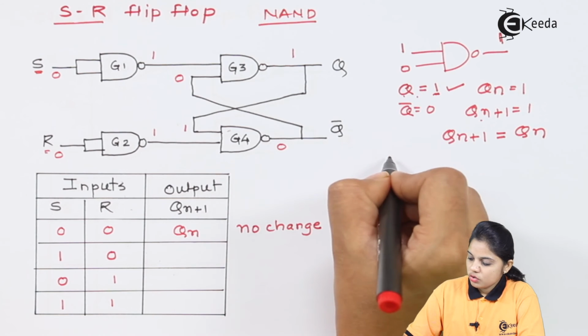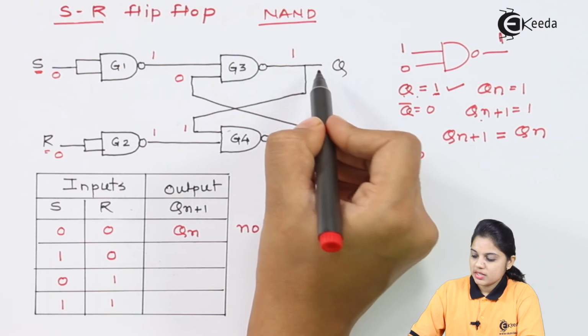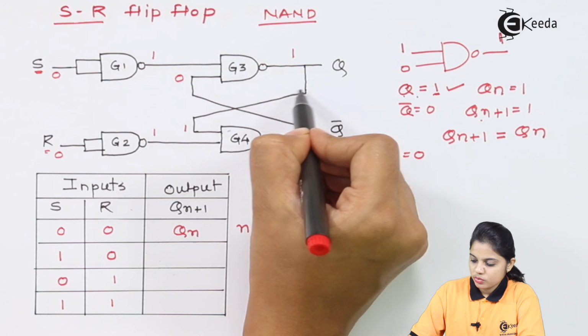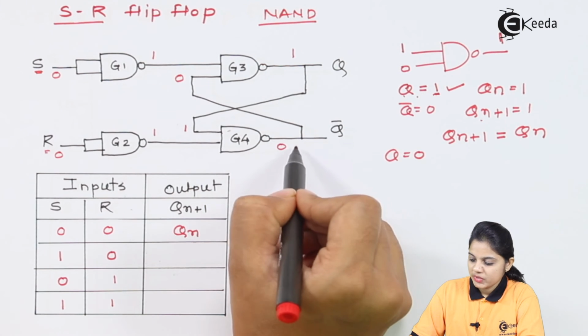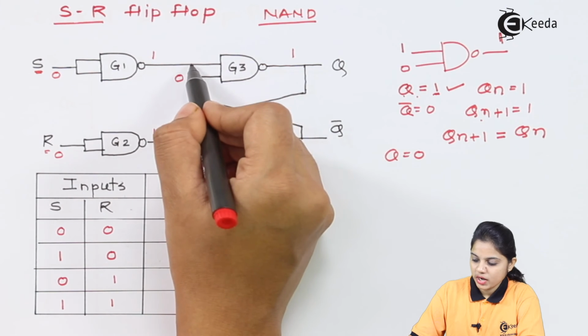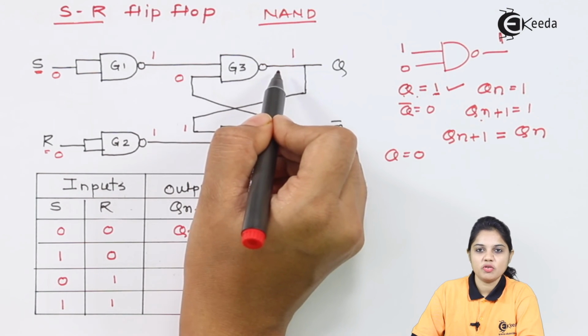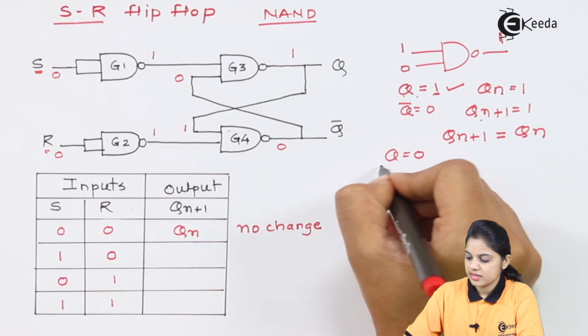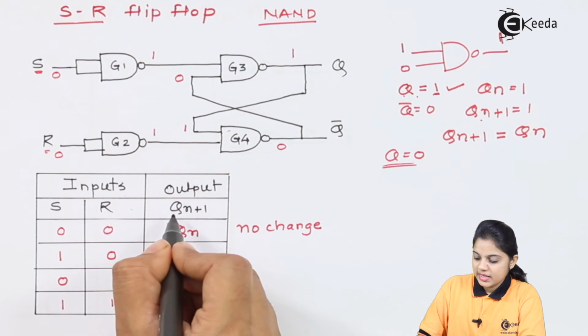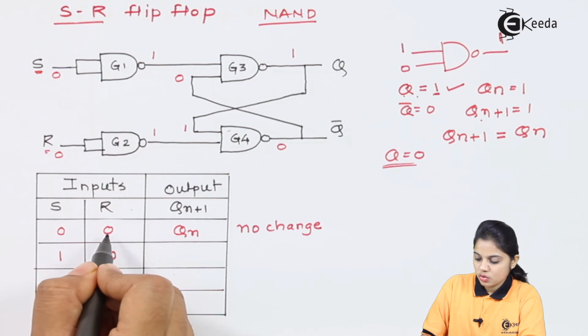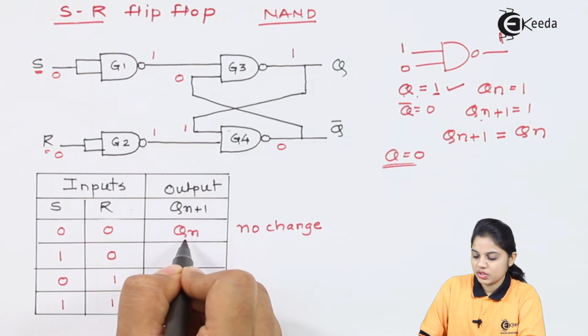We can assume the same for 0 also. If Q is equal to 0 is applied over here, the output of G4 will be 1, and if 1 is applied over here, 1 and 1 will make the G3 output 0, and hence it is proof that Q is equal to 0. So we can clearly write that the next output for the 0 0 condition will be the past output, that is Qn.